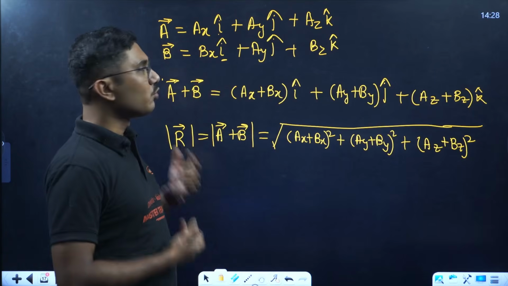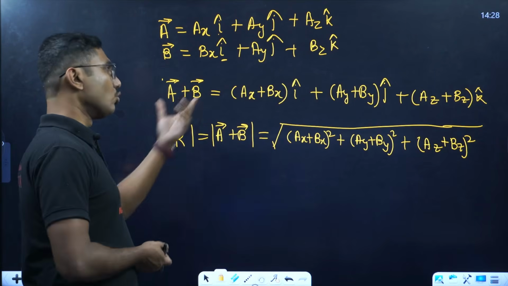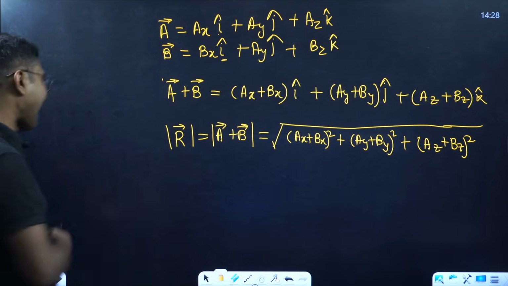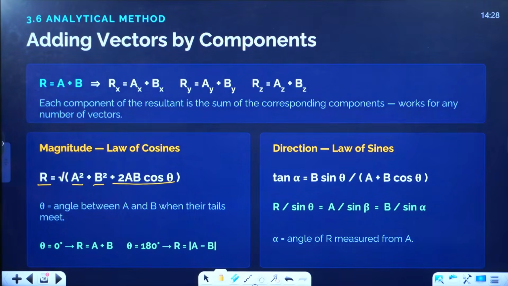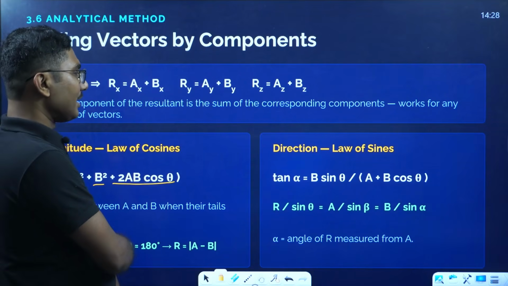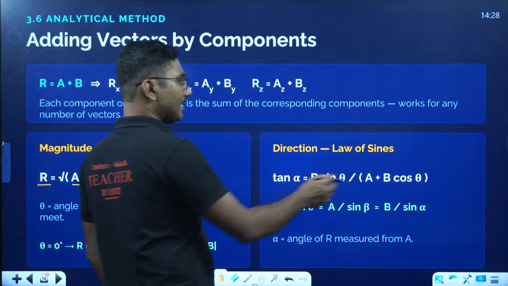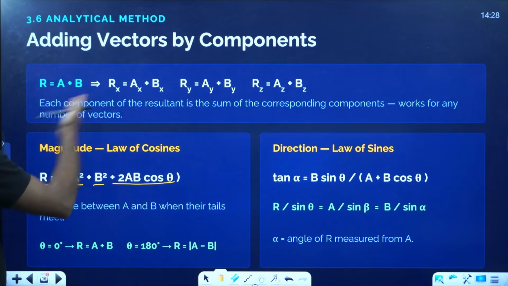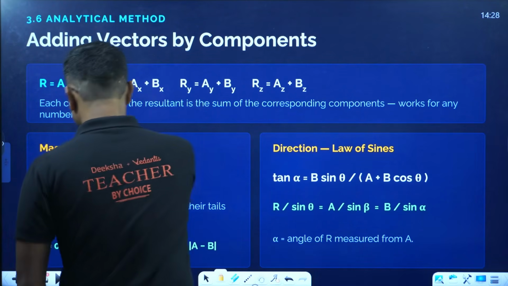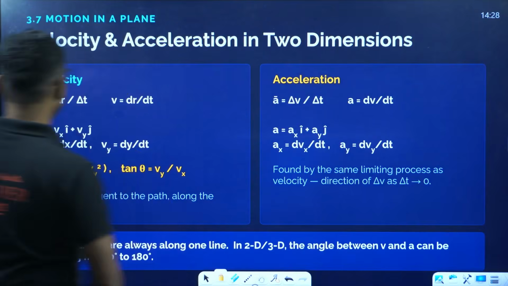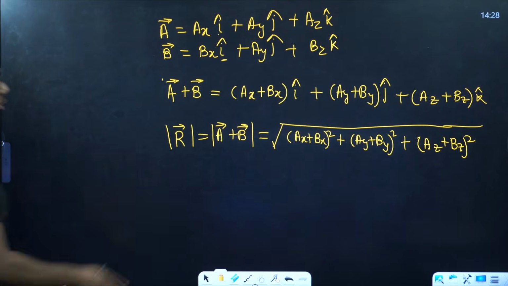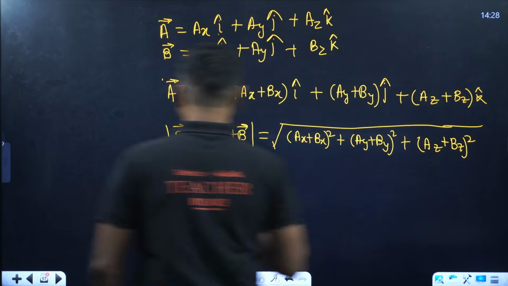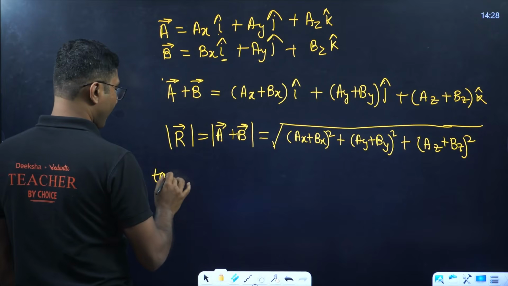For two vectors you can even find the angle as well. For three it is slightly tricky to find the angle. The angle between these two you can calculate using tan alpha equals b sin theta over a plus b cos theta. So this is the normal angle, right? But when you are adding them in the component method, suppose you are adding two vectors using two components.